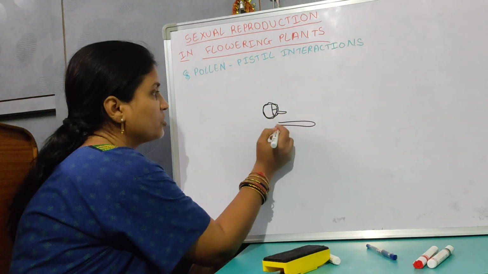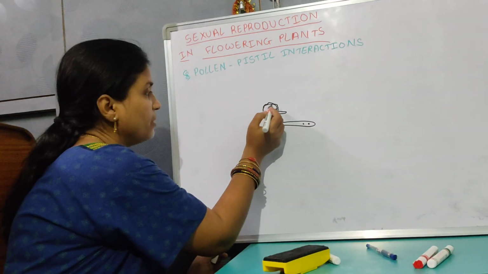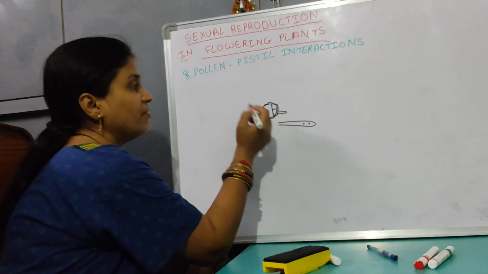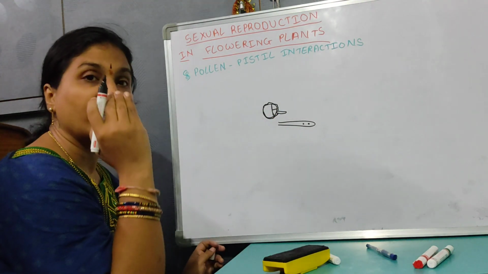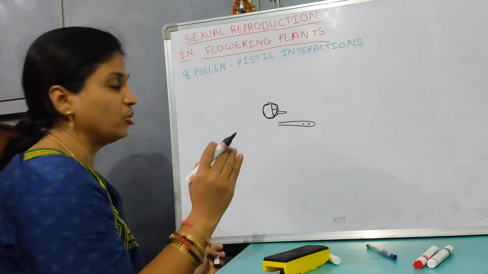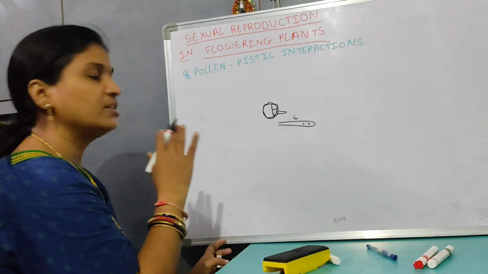So this pollen tube is going to have 2 male gametes which are formed from the generative cell. The vegetative cell supplies nutrition to the generative cell, and after some time, when the pollen tube is formed, this generative cell is going to divide into two cells with the help of mitosis, and two male gametes will be entering into the pollen tube. This is at the 2 cell stage.